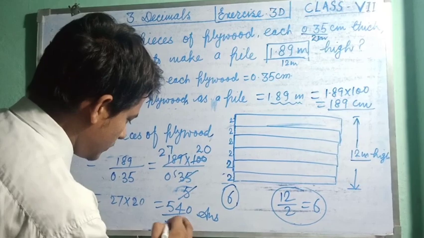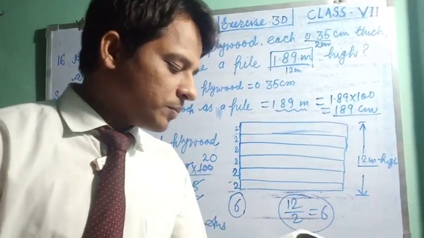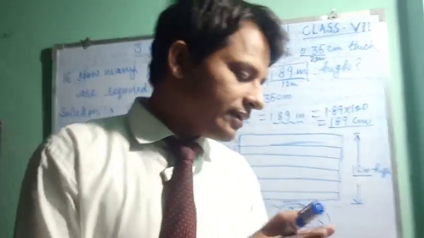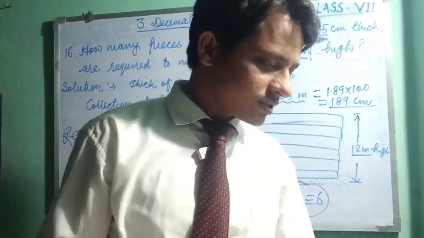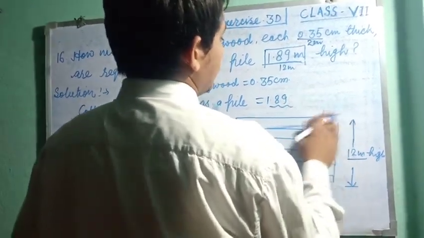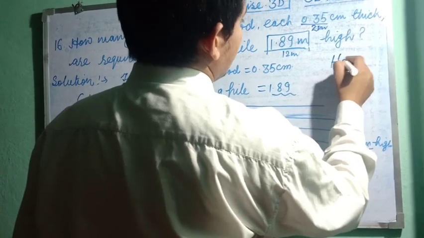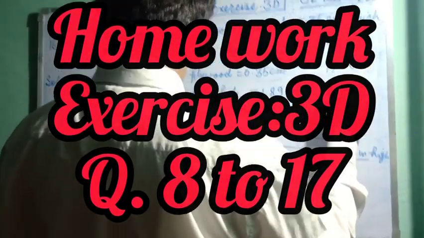This is the answer. Simply, in the questions from 8 to 17 we only have to divide. First understand, then solve the questions. I hope you get the point. Homework: write in the homework question number 8 to 17.